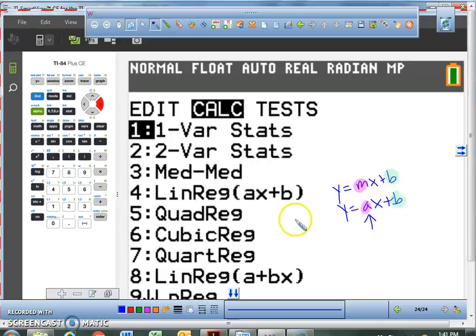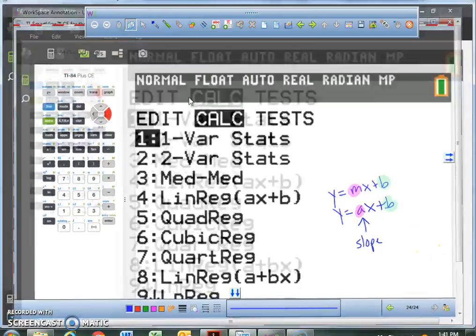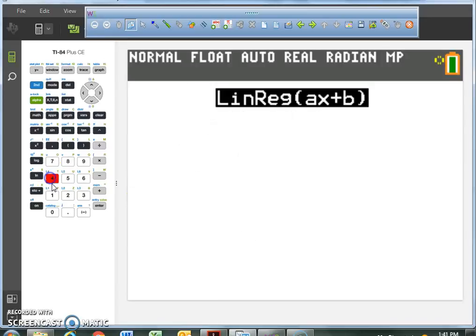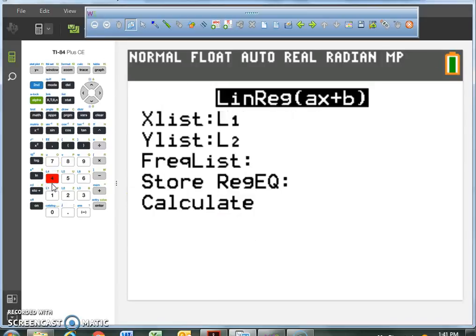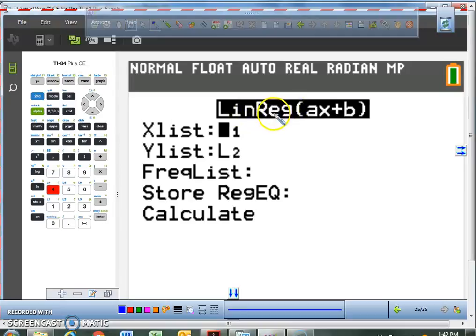Now listen. Right here, hit number 4. And it's going to bring you to this. So right now we're going to be calculating the line. By the way, this is called linear regression. That's what LINREG stands for. Linear regression, I'll write the word. Linear regression, which gets you to the line of best fit. I know you can't see it, it's supposed to be an L there.